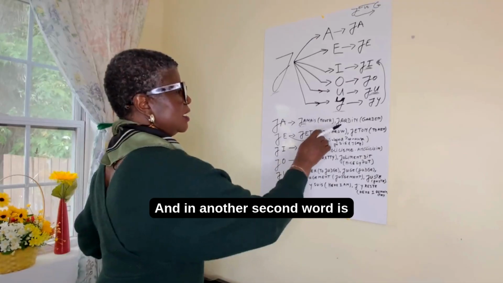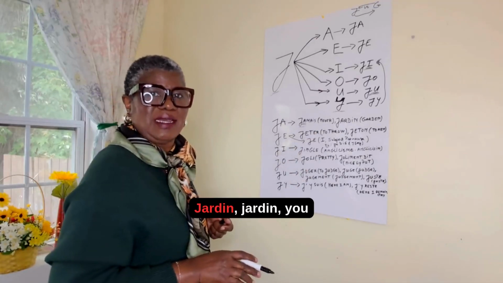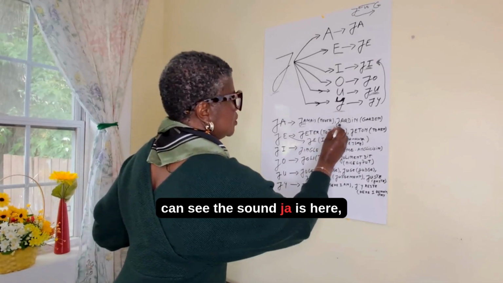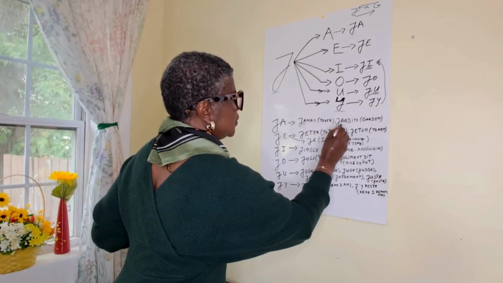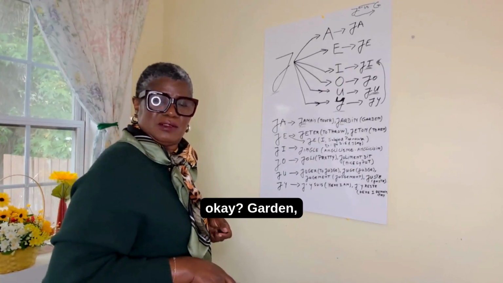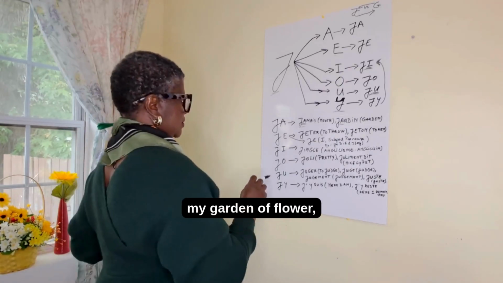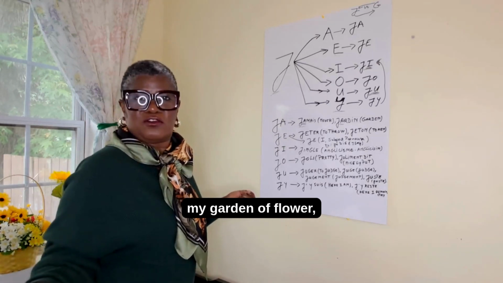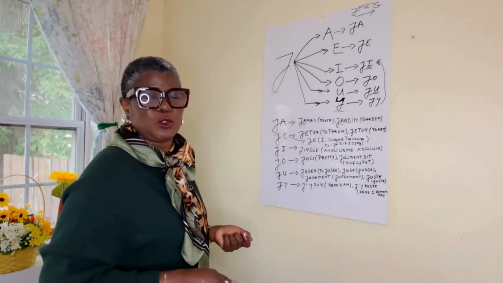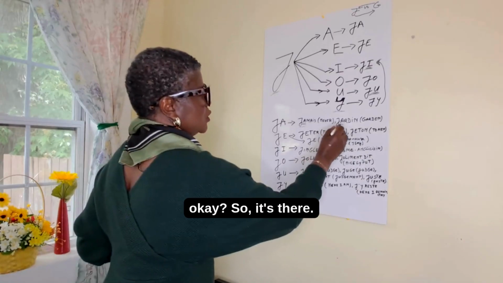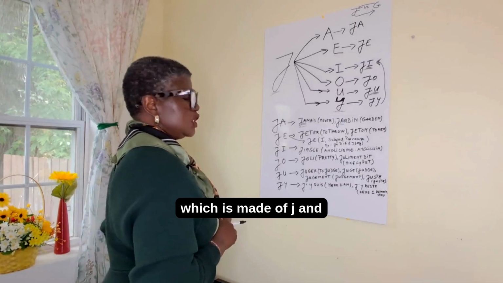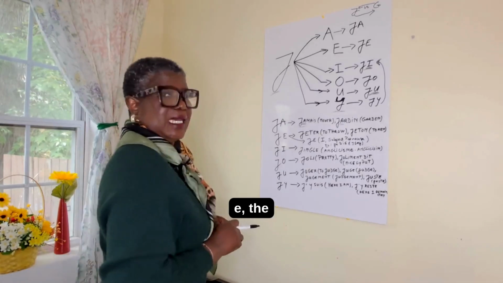And another word is jardin. Jardin, you can see the sound ja is here, and it means garden, okay? Garden. My garden of roses, mon jardin de roses, okay? So it's there. And then the sound je, which is made of J and E.